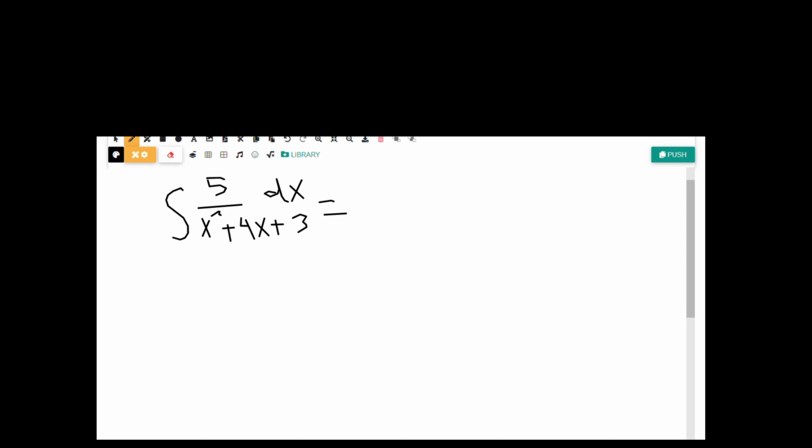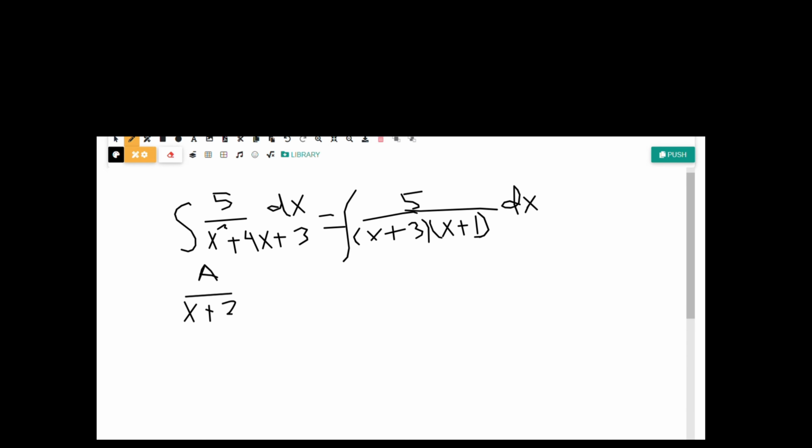Okay, again, like the previous problem, the denominator in this problem can be factored into two factors, x plus 3 times x plus 1, and the numerator will just be 5, and this is what we'll have. So when we perform partial fraction decomposition on this, we'll just have a over x plus 3 plus b over x plus 1 is equal to 5 over x squared plus 4x plus 3.